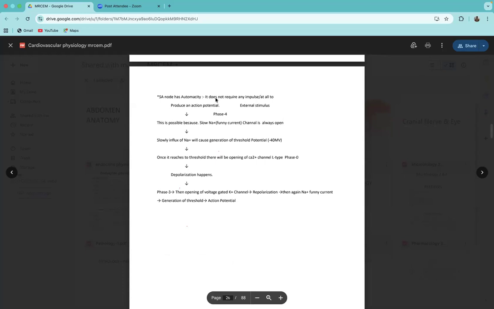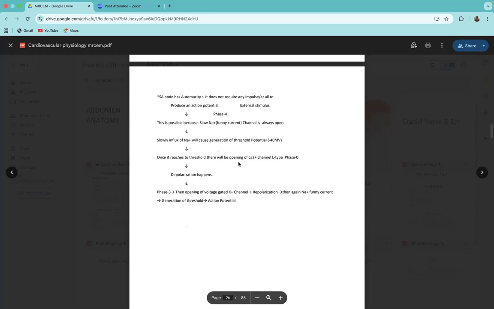Okay, as the SA node has automaticity, we will all know that this is among the 10 functions of the heart: automaticity, rhythmicity, and many other functions. It does not require any impulse at all to generate the stimulus. Okay, it produces an action potential without an external stimulus, which is phase 4 of the action potential, which causes the slow or funny current sodium channel to open. And after its opening, the sodium slowly influxes and causes generation of the threshold potential, which moves from minus 60 to minus 40.